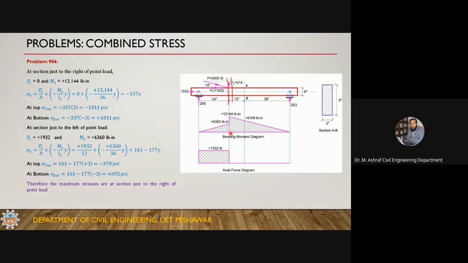But the maximum stress is at the location with moment 12,144. Therefore the maximum stresses are at the section just to the right of the point load. Okay. Any question?